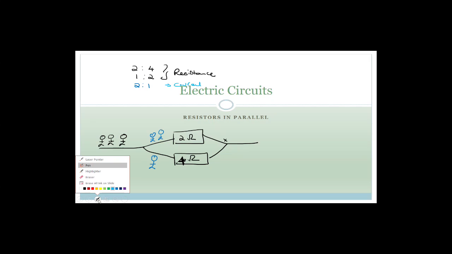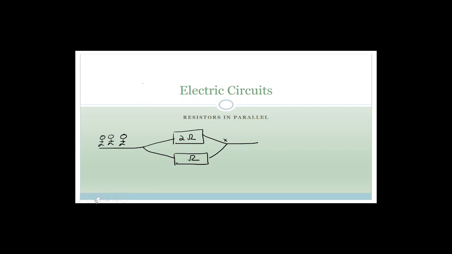So let's pretend, for example, that we had, let's make it a little bit more complicated just so you can understand where this ratio thing comes in. Let's pretend that we have got 5 amps coming in, and we've got 2 ohms and 3 ohms. I'm hoping that by just explaining that, you would have thought, in that case, I'm going to send 3 amps through here and 2 amps through here.